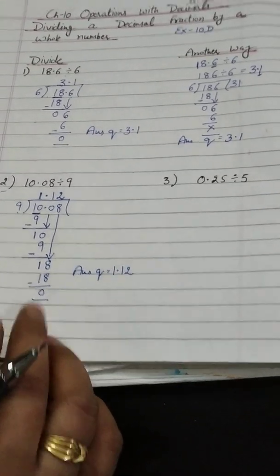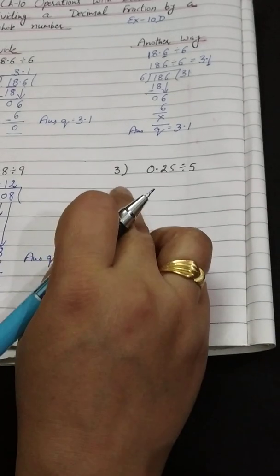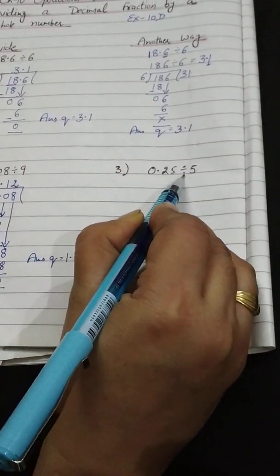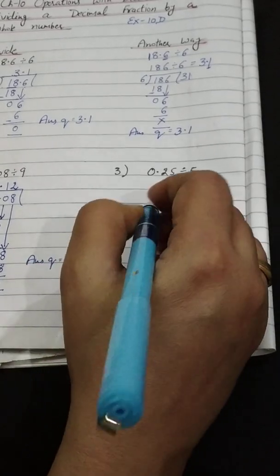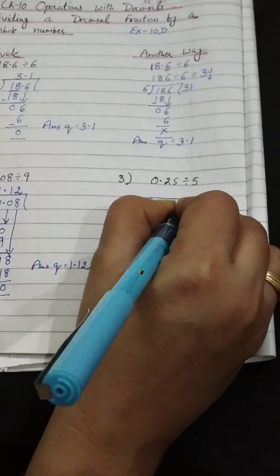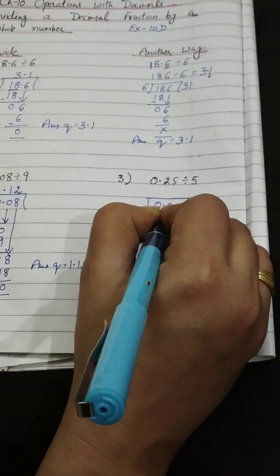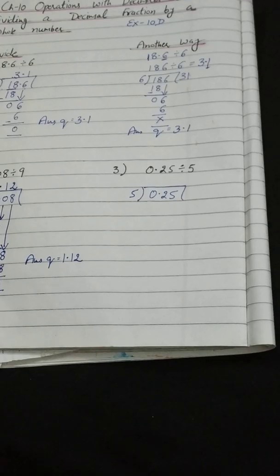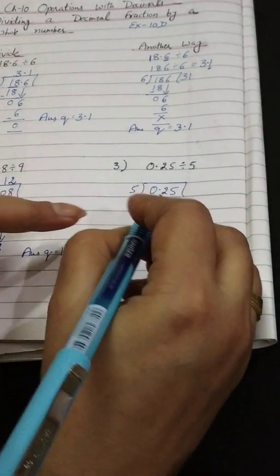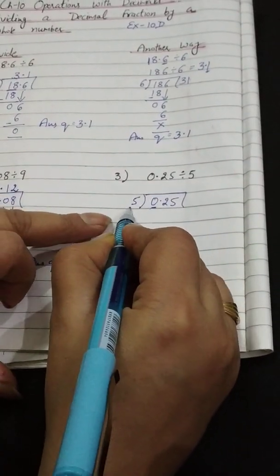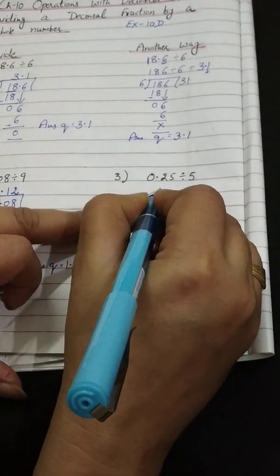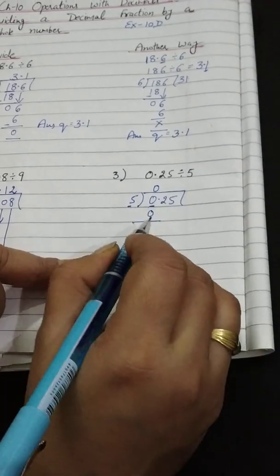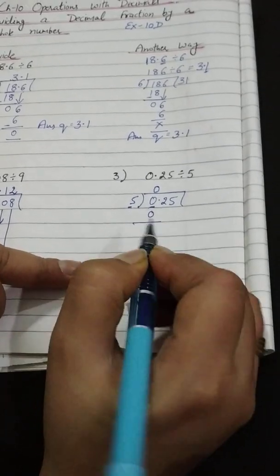Okay, now see one more example. Here you have given 0.25 divided by 5. Firstly, here you have given 0.25 as a dividend and 5 as a divisor. Now how to do this sum? See, this is 0 and this is 5. So 5 zeros are 0. After subtraction, 0 minus 0, we will get 0.